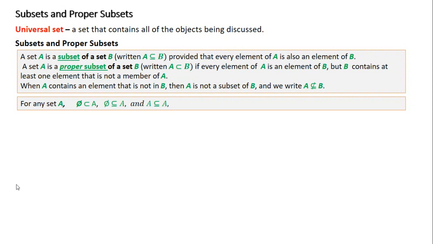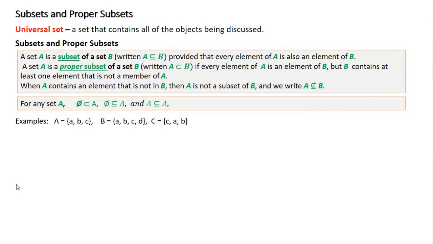Okay, for any set A, what this first one says is that the empty set is a proper subset of A, and the empty set is also a subset of A, and A is a subset of itself, because all of the elements in A are in itself, right? So that's what those three mean. The empty set is a proper subset of A, the empty set is also a subset of A, and A is a subset of A, okay?